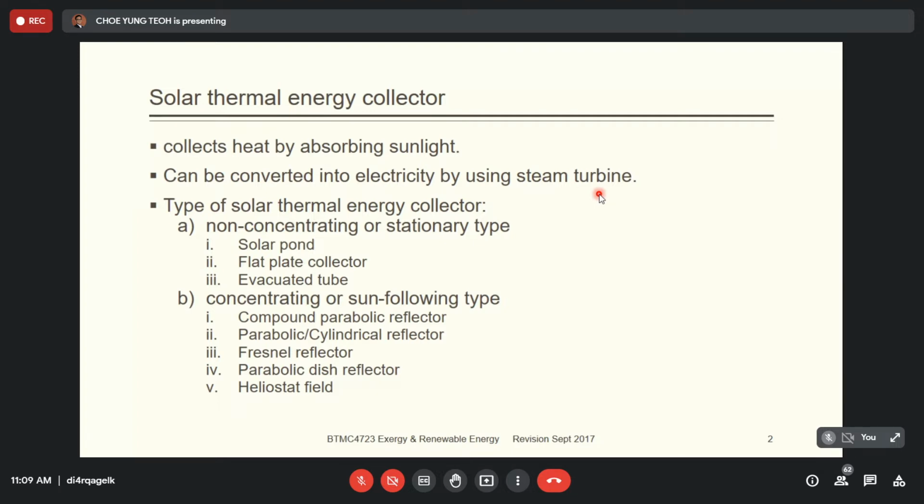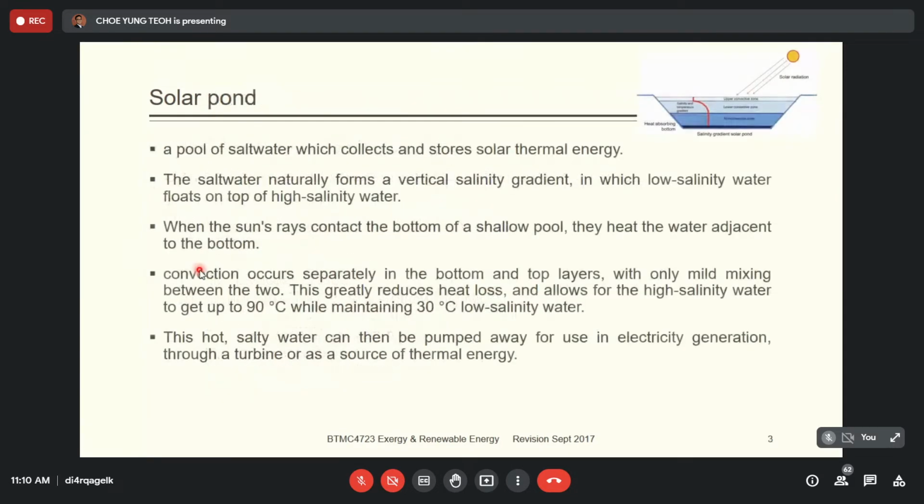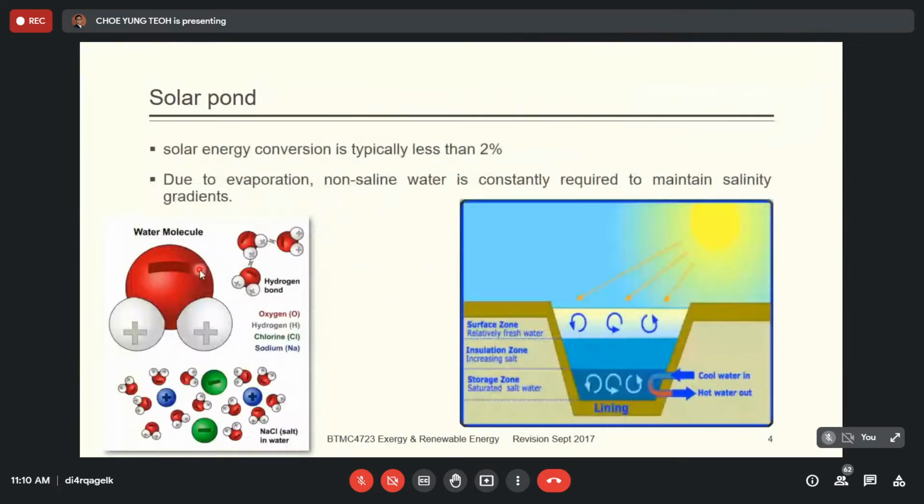So we can start from the general one, which is the non-concentrating or stationary type, without any tracking, without any movement. The first one is the solar pond. Maybe you can look at the photo of the solar pond first. This is a pond full of salt water. You add salt into the water until it reaches a certain salinity level.